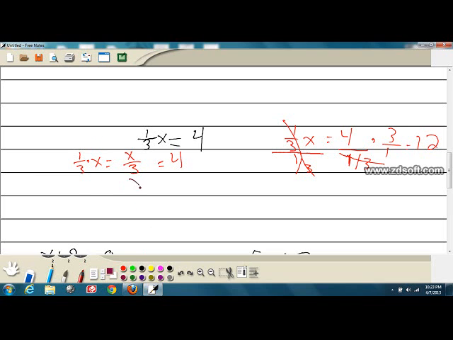So we have x over 3 is equal to 4. So now we have to multiply both sides by 3. Remember, parentheses means to multiply. So then the 3s cancel out, and you have x is equal to 12. Okay? So don't freak out when you have fractions. It's all the same stuff.